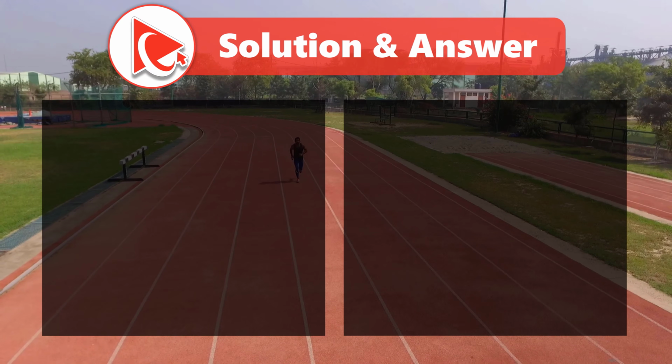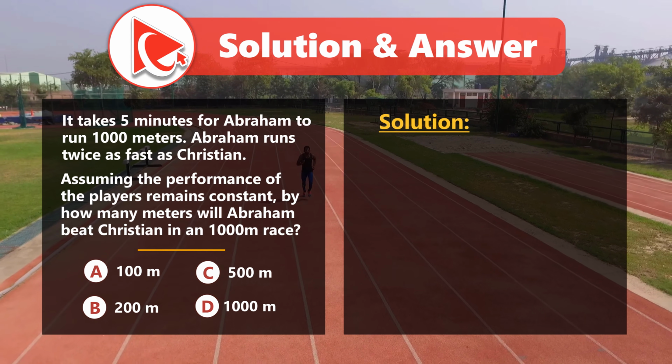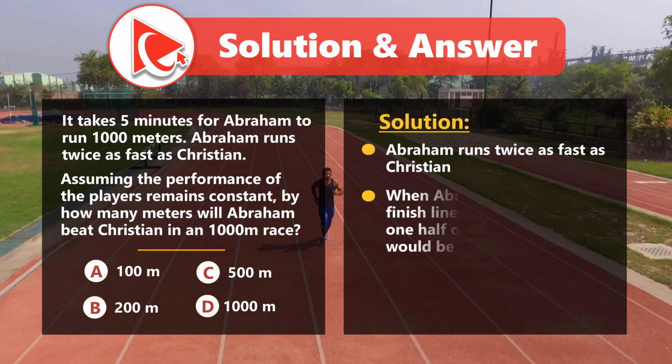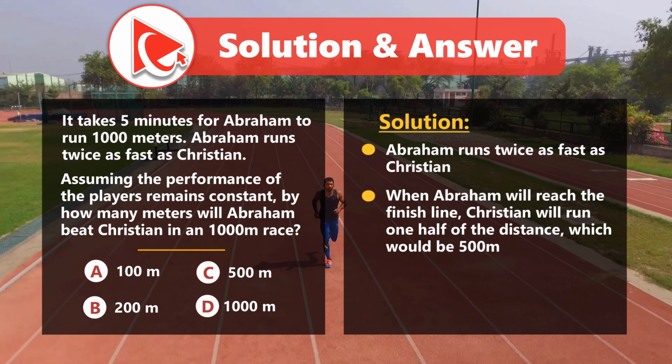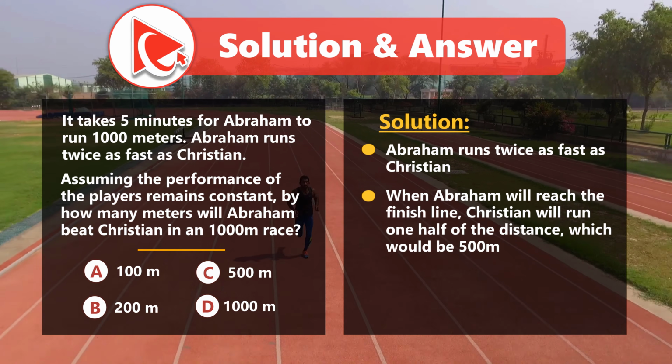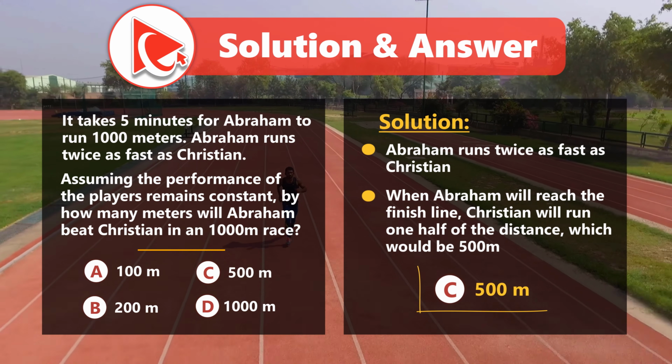The solution to this challenge is very simple. Because Abraham runs twice as fast as Christian, when Abraham reaches the finish line, Christian will have run half of the distance, which would be 500 meters. So the correct answer here is choice C, 500 meters.